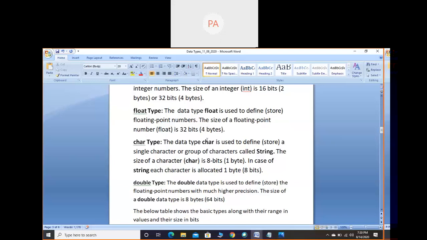The data type char is used to store a single character. As I said, you have to use a single character. A group of characters is called a string. If you are using more than one character, it is called a string, not a character.